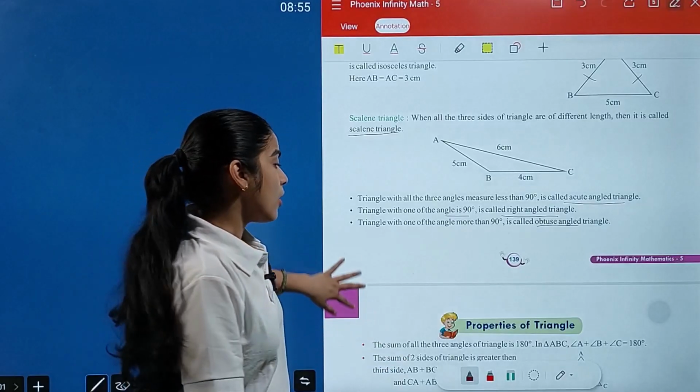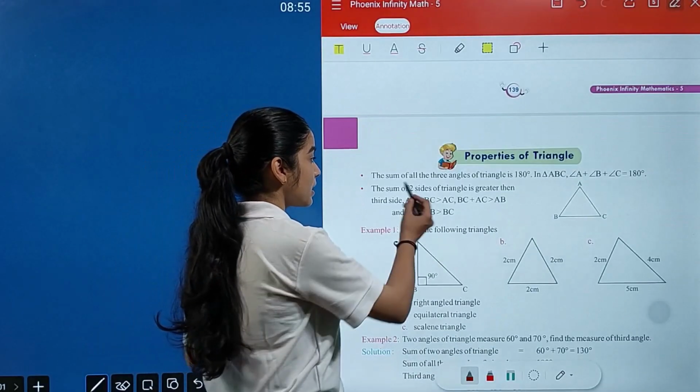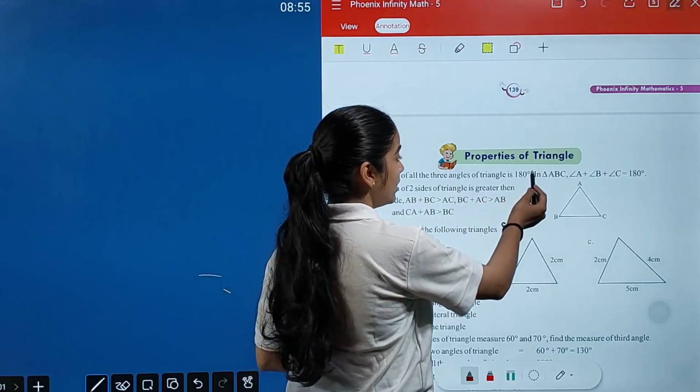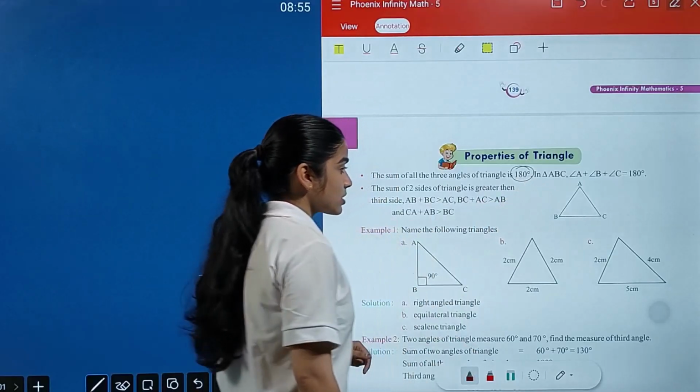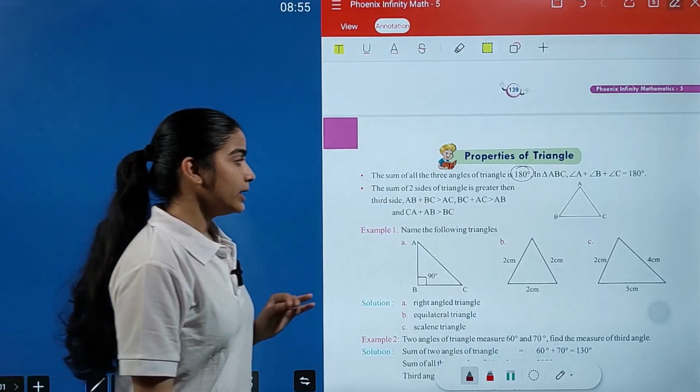Okay. Now we have properties of triangle. So in properties of triangle, what we understand is, the sum of all three angles of a triangle is 180 degree. The sum of all three angles is always equal to 180 degree.